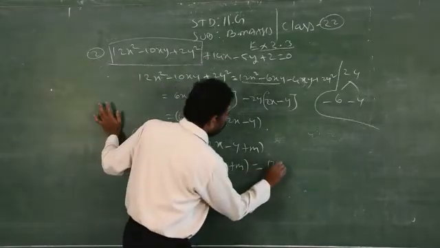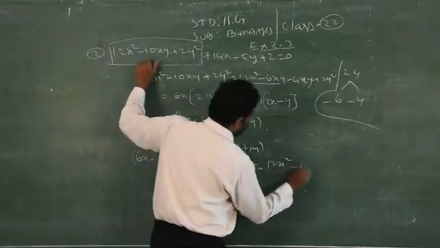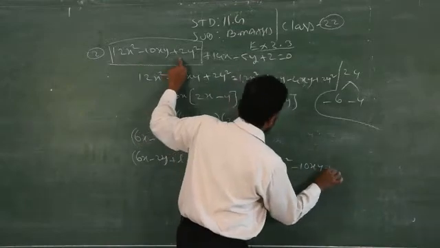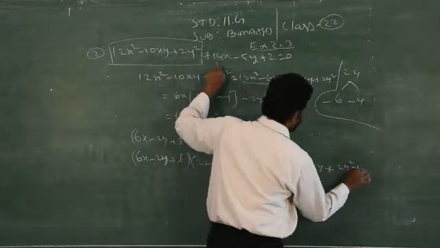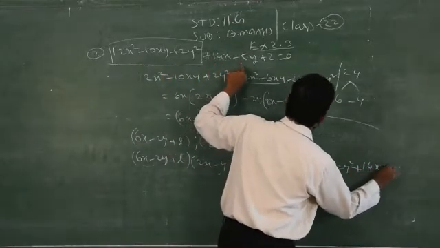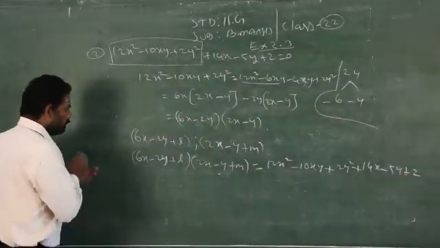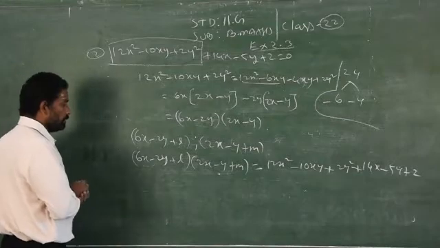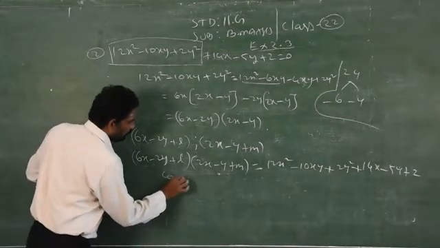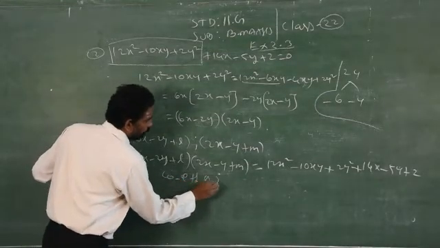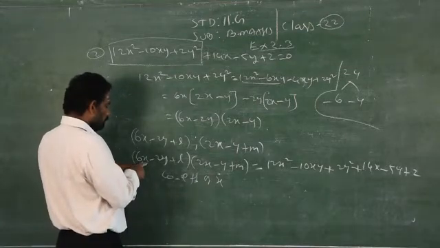Therefore, you have to write 12x square minus 10xy plus 2y square plus 14x minus 5y plus 2. Just you have to equate. Now you have to compare only the coefficients of x and y. So the coefficient of x, with constant.